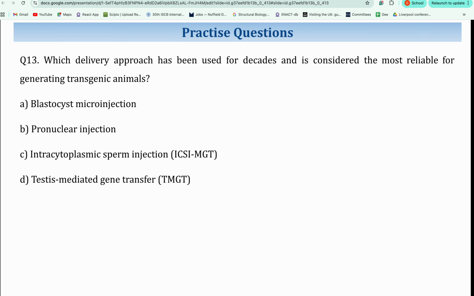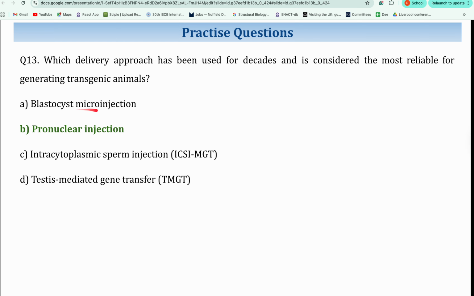Okay, so now let's see the right answer. The right answer is option B, which is pronuclear injection. In pronuclear injection, the DNA is injected directly into the male pronucleus of the fertilized egg, and it has been used since the 1980s. This is the first and the most reliable classical method for generating transgenic animals. Now let's look at the other options.